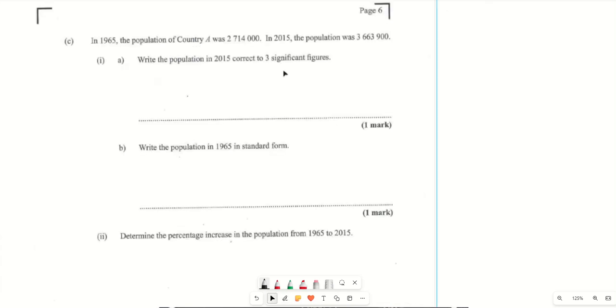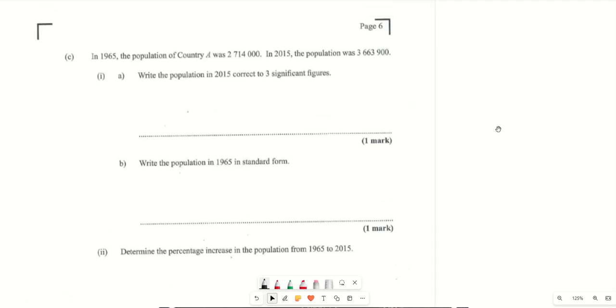Part C. In part C, you have already seen significant figures, standard form, percentage increase. So let's read the question. In 1965, the population of country A is 2,714,000. So let's write that down. 1965 is equal to 2714 with 3 zeros. And 2015 is equal to 3,663,900.